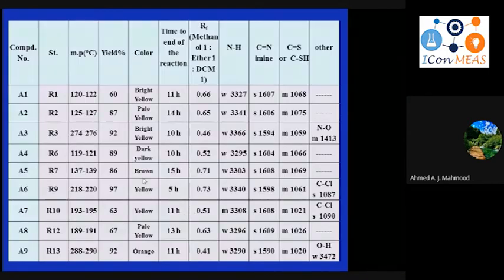This is a table for the results for the Schiff bases. It shows the compound name, structure, which is indicated by the R group, melting point, yield, color, time for the end of the reaction, the Rf value, and the functional group bands which appear in the IR chart.